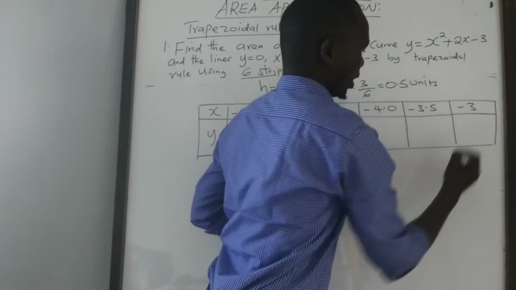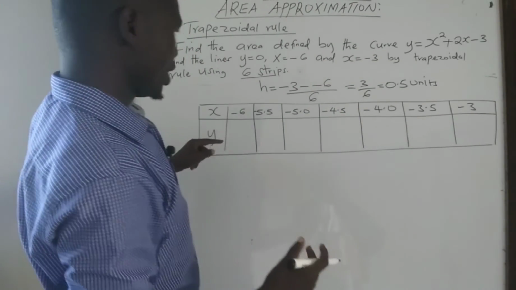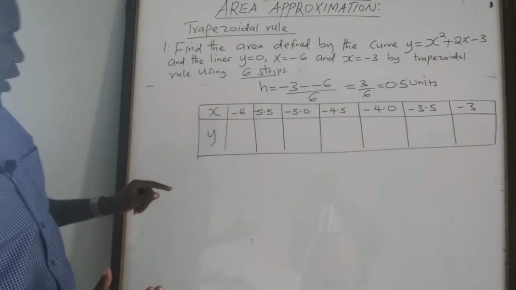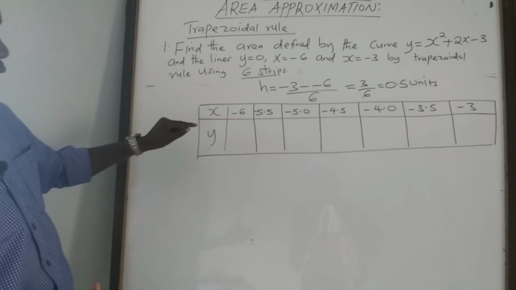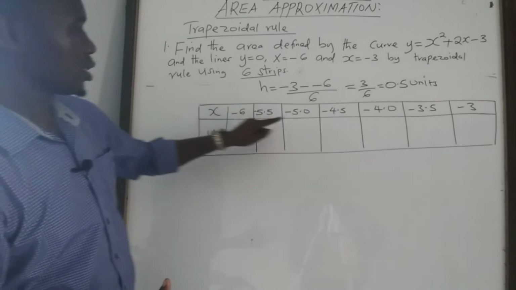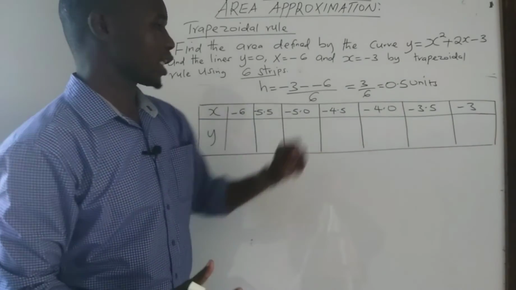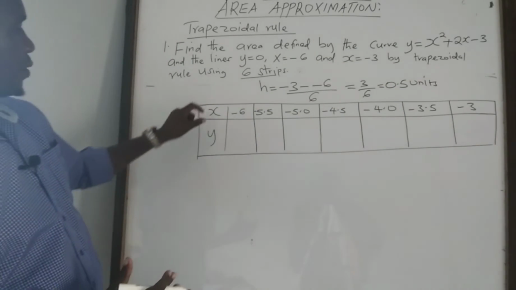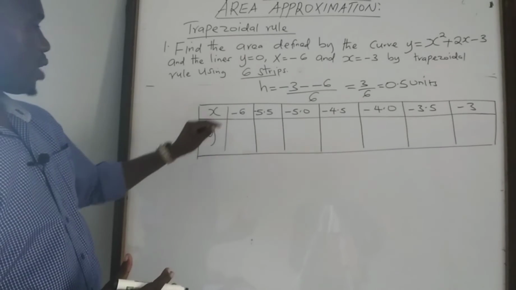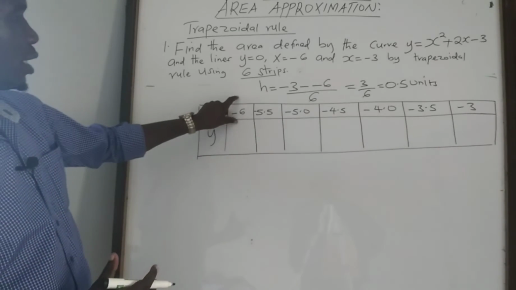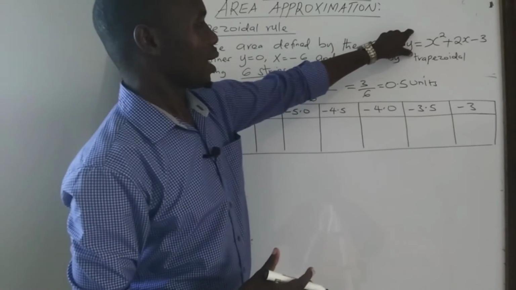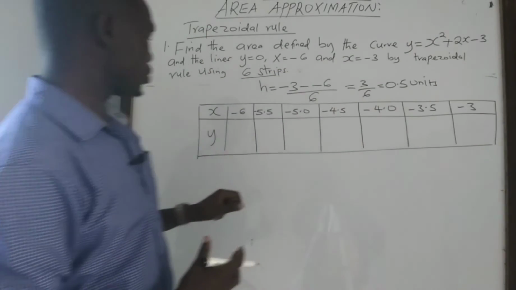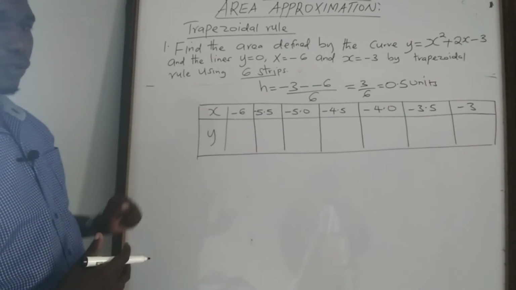And that is where we are going to stop, because we are supposed to estimate the area bounded by the region which is from negative 6 and of course to negative 3. Once we have the values of x, you are supposed to go and substitute them in our function for us to be able to get the values of y.